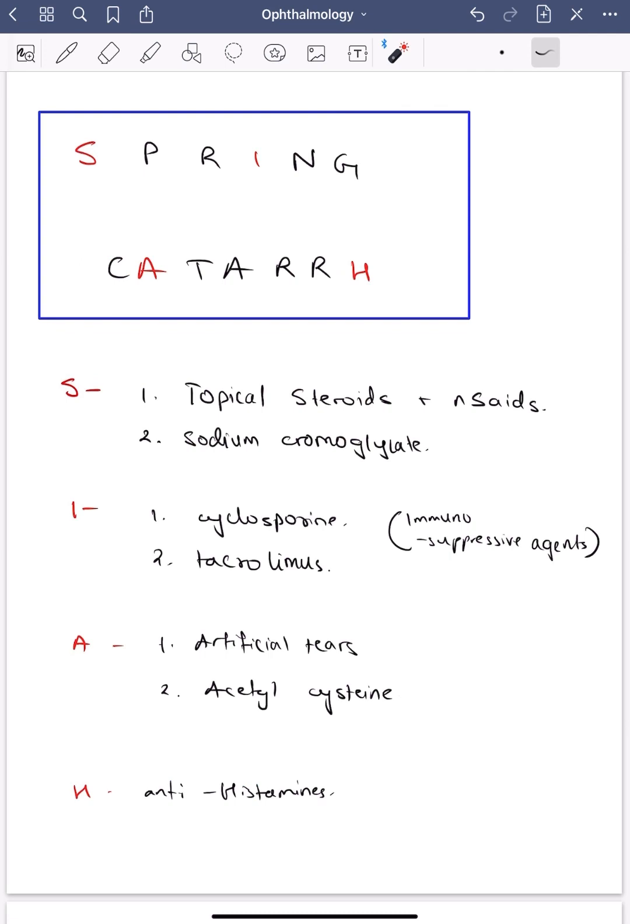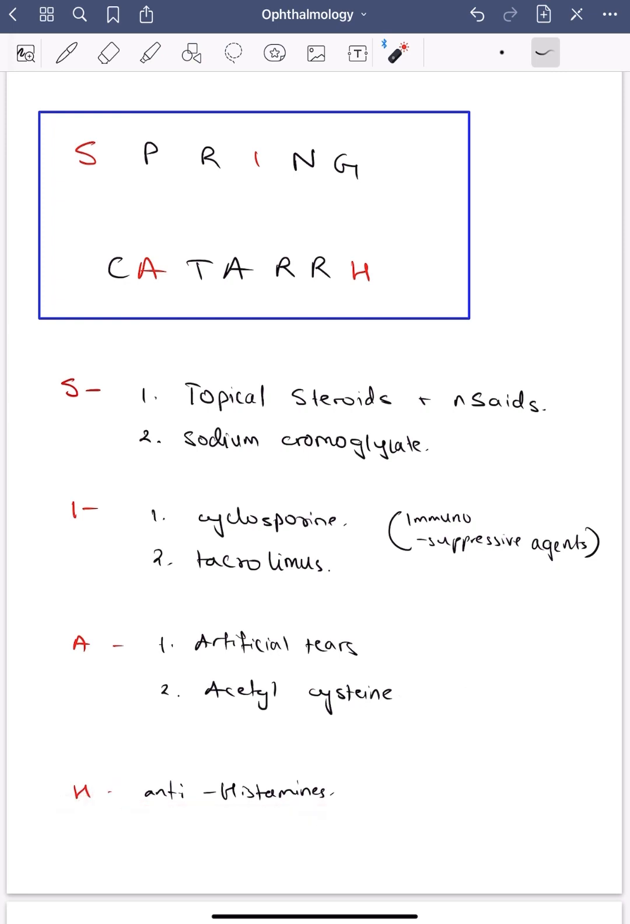Now, a simple mnemonic to remember the treatment of spring catarrh is just remember SPRING CATARRH. Now, the important letters are S, I, A, and H. Now, S stands for topical steroids like fluorometholone and medrysone, and along with steroids, just remember non-steroidal anti-inflammatory drugs like diclofenac and ketorolac. Now, S also stands for sodium cromoglycate, which is the mast cell stabilizer. Now, I stands for immunosuppressive agents like cyclosporin and tacrolimus. A for artificial tears, and the second is acetylcysteine, which is the mucolytic, and H for antihistamines, that is azelastine.